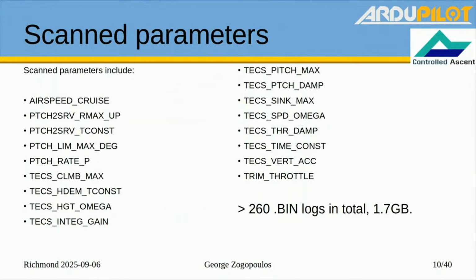Yep. So these were more or less the parameters I swept, most of the TECS and a few ones on the pitch control. It's more than 260 runs, close to 300 now. The total size is 2 gigabytes. It's not that much. All of these can be simulated within 10, 15 minutes, depending on your machine, and can be analyzed even faster, I think.